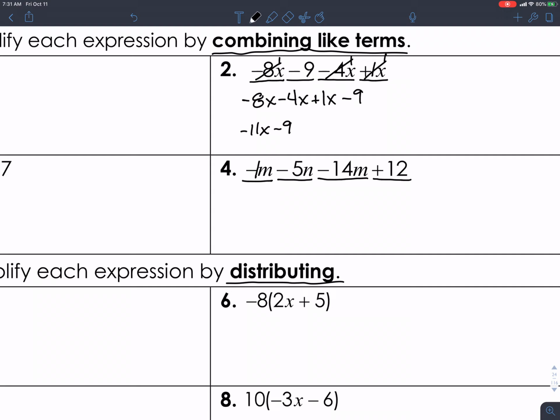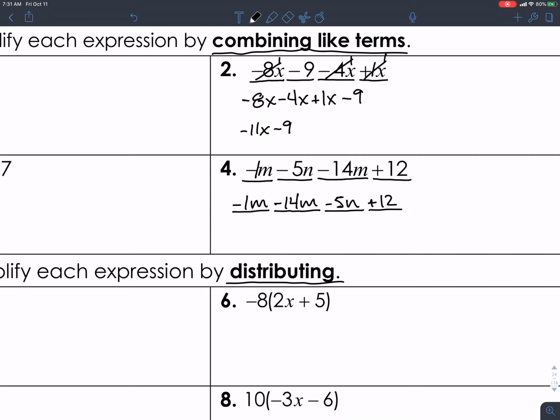Now, you might be going, well, I don't know how to organize these. Put them in alphabetical order. All your variable terms, those are terms with letters in them, come first, and then alphabetical. So m comes before n, so I'm going to put all my m terms, as in Mary, first. Negative 1m, I'm going to keep that underlined. Negative 14m, underlined. Negative 5n, see, that's alphabetical, m, n, and then the positive 12.